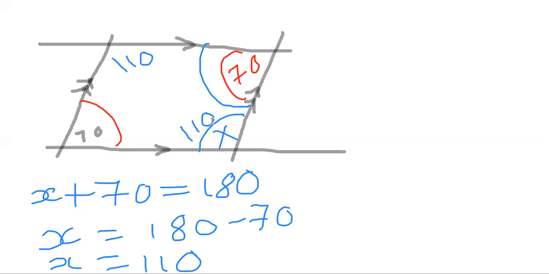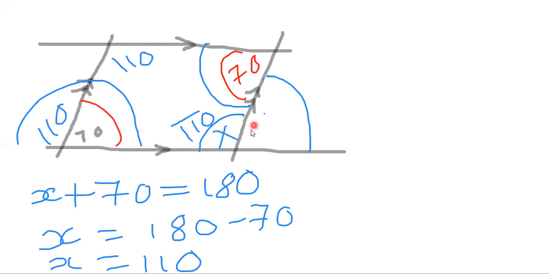What else is remaining? Everything is done. This one is also 110 because 110 plus 70 is 180. So this one is a linear pair, so this one is 110 because it is 180 minus 70. What about this one? This angle here. If this is 110, then it's 180.